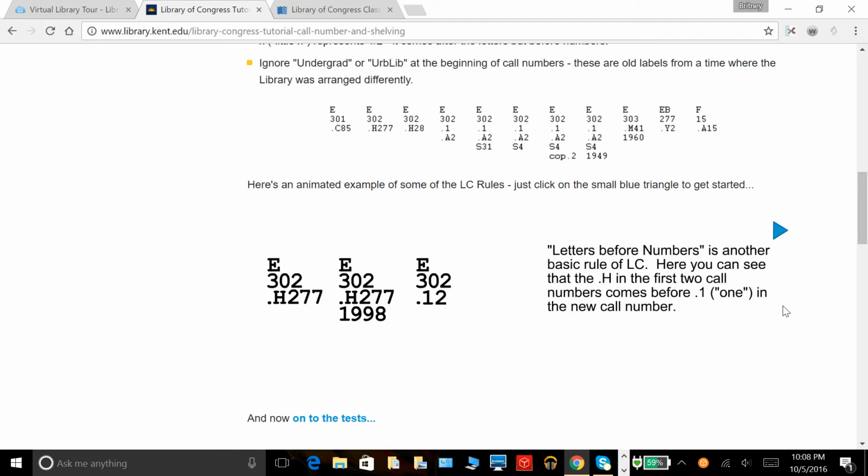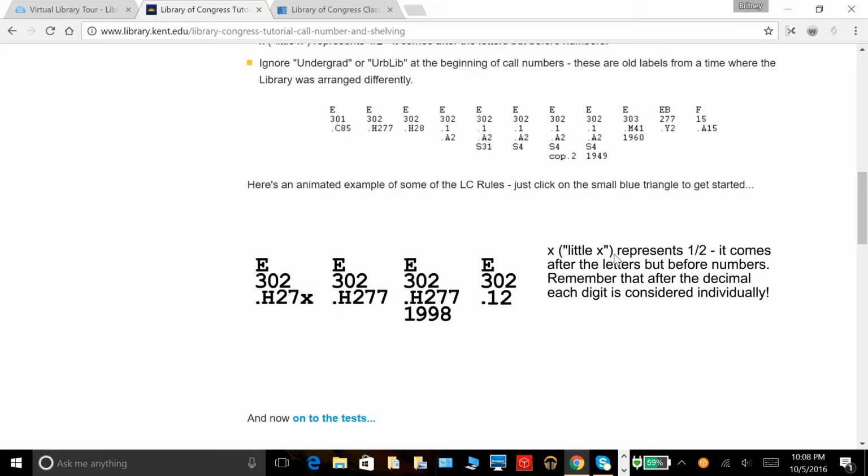Another basic rule of LC, or what we call Library of Congress. Here you can see that the point H in the first two call numbers comes before the point 1 in the new call number. So we have H, H, and then 0.12. So letters A through Z would come before numbers in this case.